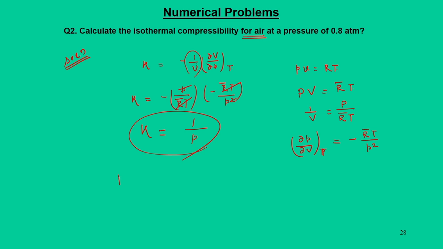And here pressure is given as 0.8 atmosphere, which means that kappa would be 1.25 atmosphere inverse. So, this is all about the calculation of thermodynamic properties of a substance.